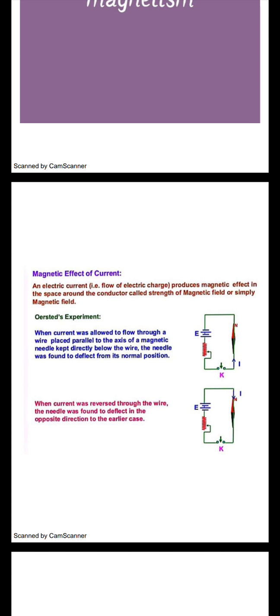And why is it doing this? Because our earth behaves as a magnet, and there is a geographical north and south of the earth. So the needle aligns itself in the direction of the earth's geographical north and south. Now this needle will show the south and north direction according to the earth.